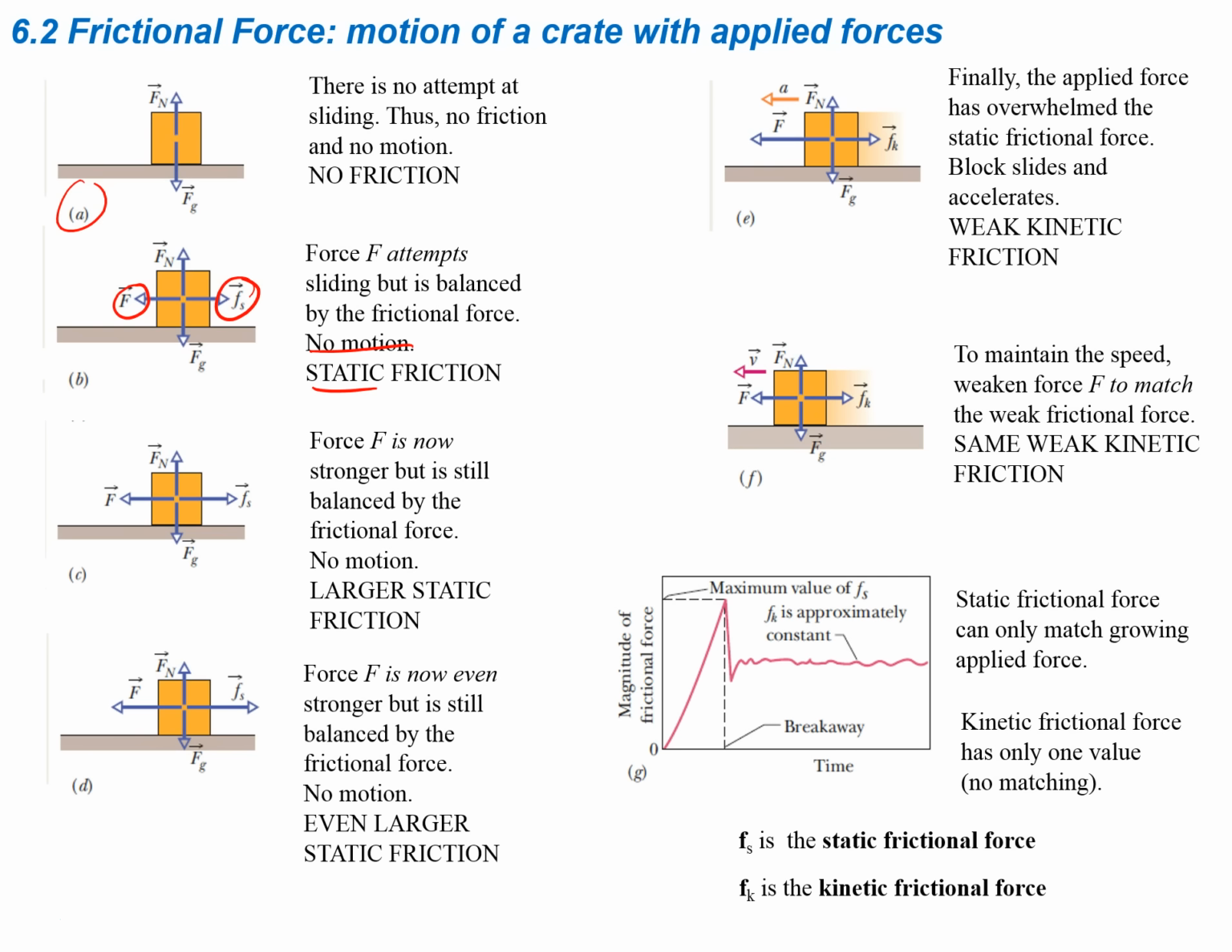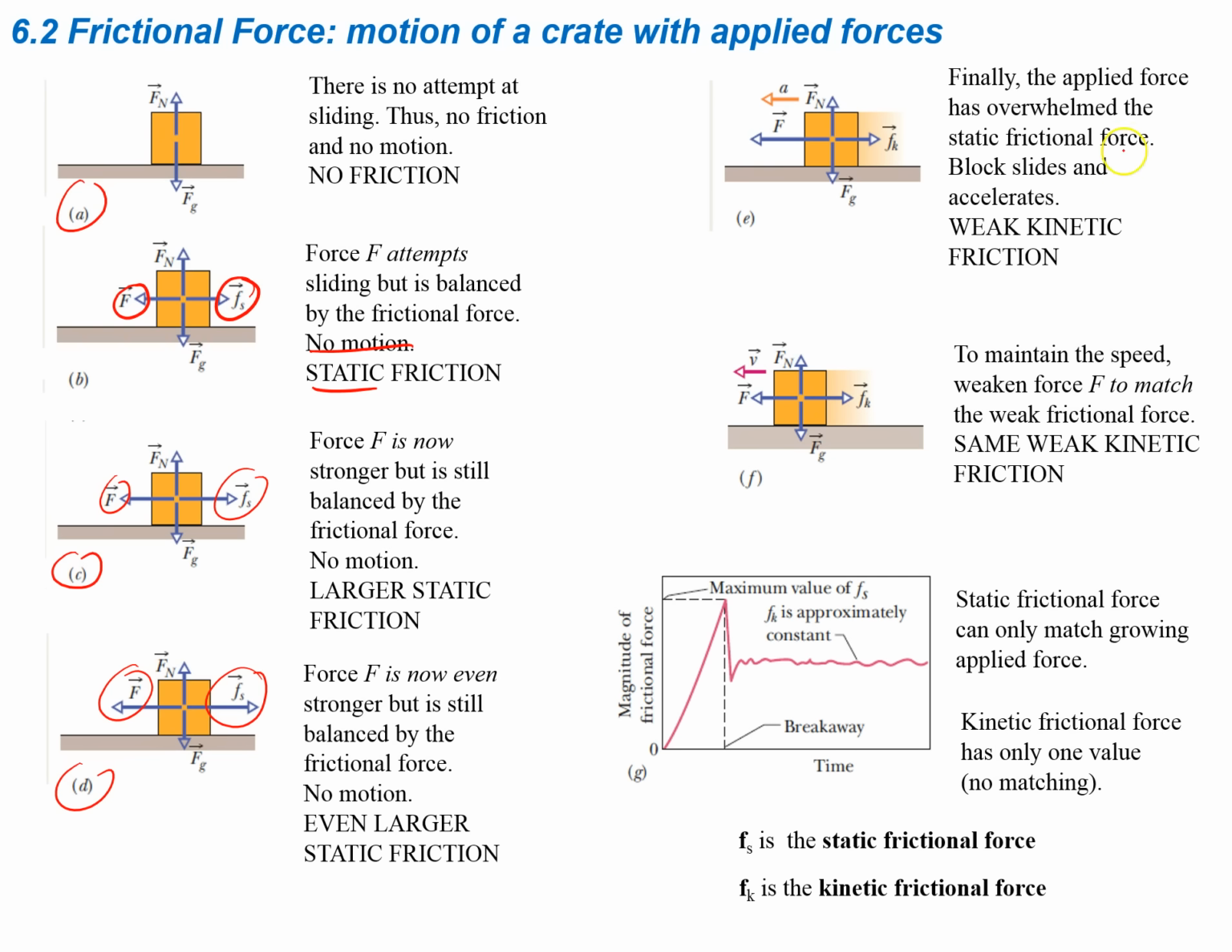Now the next couple examples, C and D, basically show the same thing. You can increase this applied force, and it's still going to be no motion, so it's just a larger frictional force. And then if the applied force is even greater, the frictional force is going to balance it out every time. All right, so depending on how strong the frictional force can be, it's going to determine how high the static friction force can be.